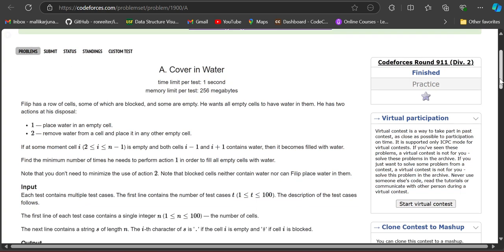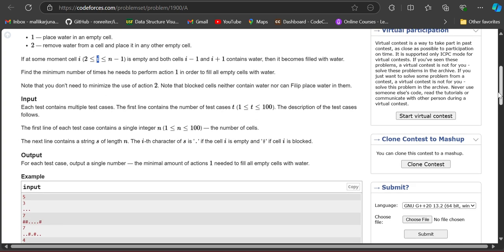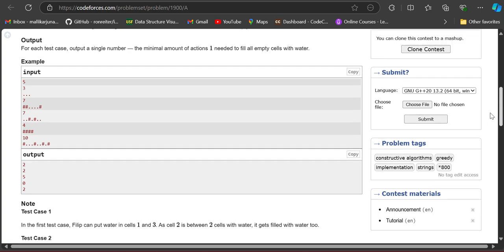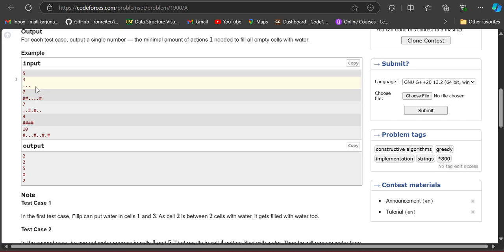Understand? Okay, I got it. So cells actually start from 1. In order for cell 2 to be filled, 2 minus 1 and 2 plus 1 have to be filled, and then 2 is automatically filled. So how many action 1 operations do we perform? We perform only 2 operations. We fill this one and we fill this one, and then automatically this cell is also filled. That's what he's saying. So that's why we have 2.